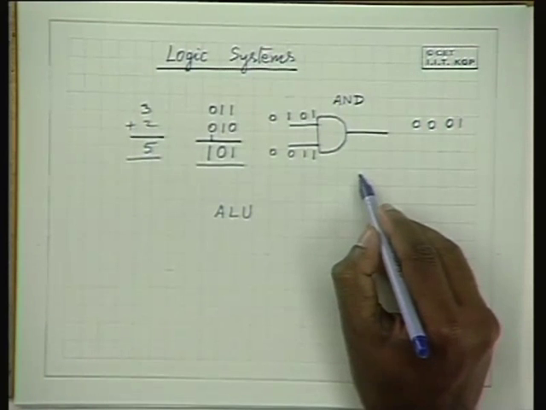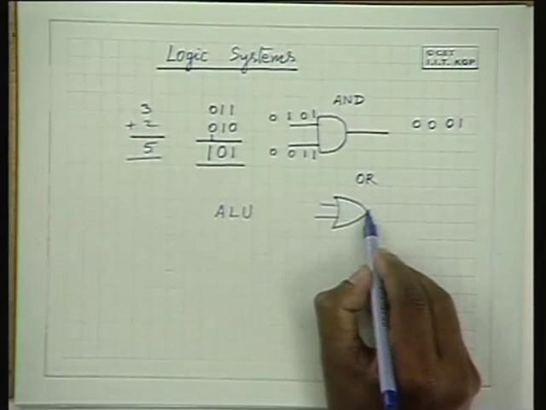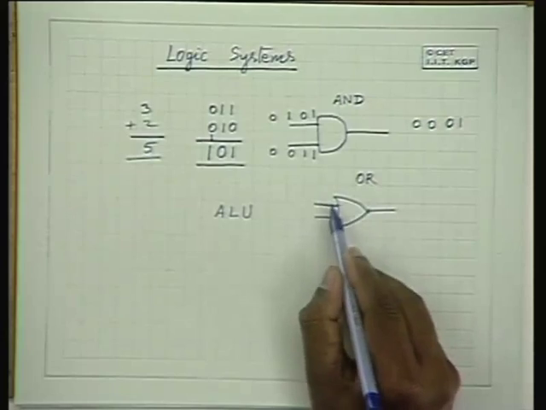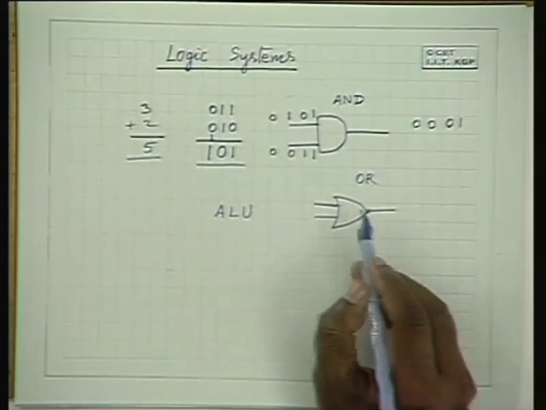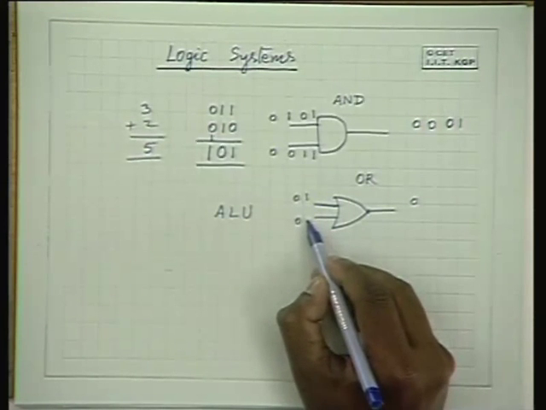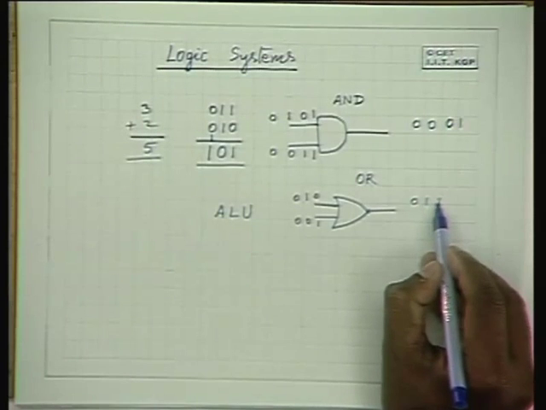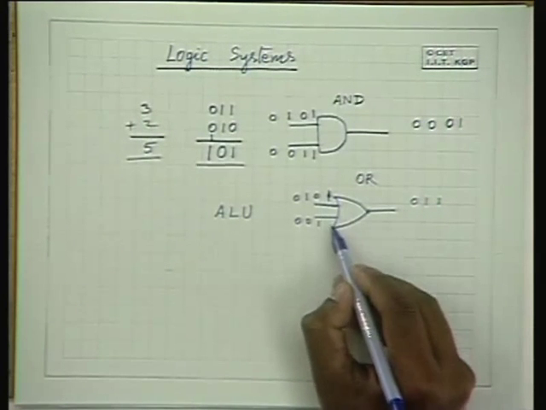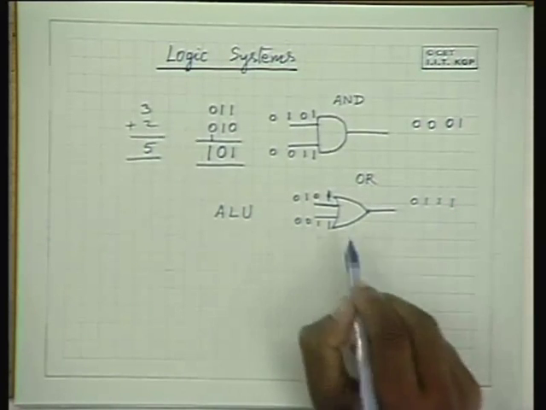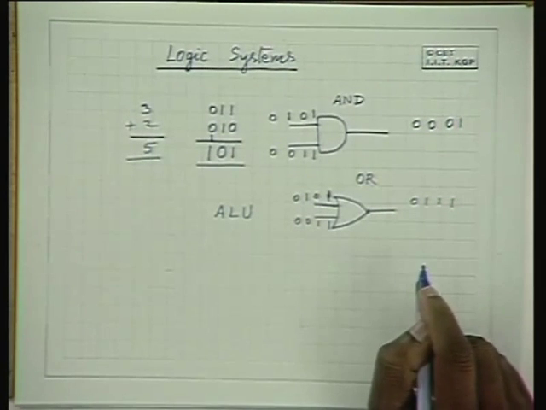You have other gates like the OR gate. The symbol for the OR gate is like this. This one acts like a single binary bit adder. So when it is 0 0, output is a 0. When it is 1 0 or 0 1, output is a 1. When it is 1 1, output is again 1. So except for that carry, it acts almost like a binary adder.